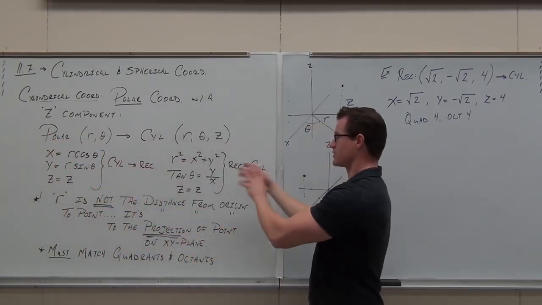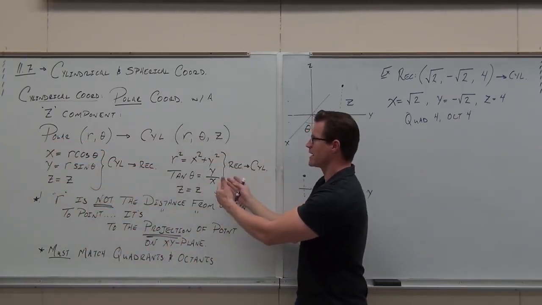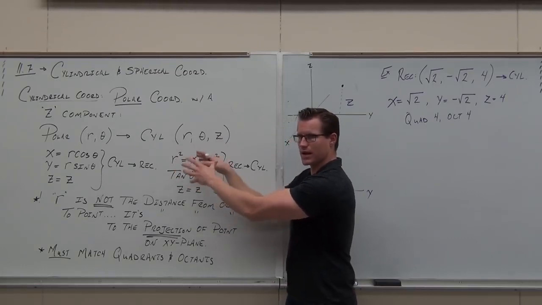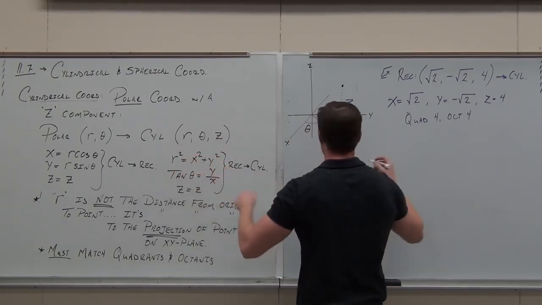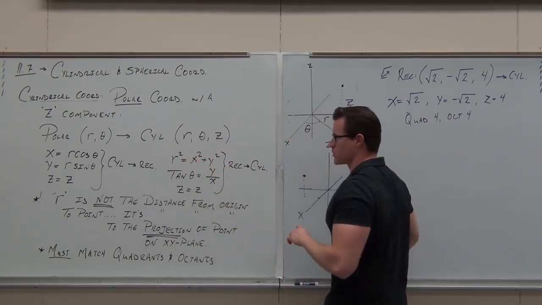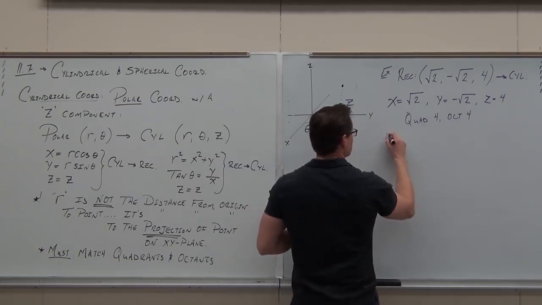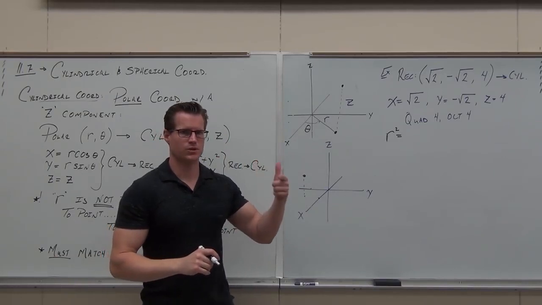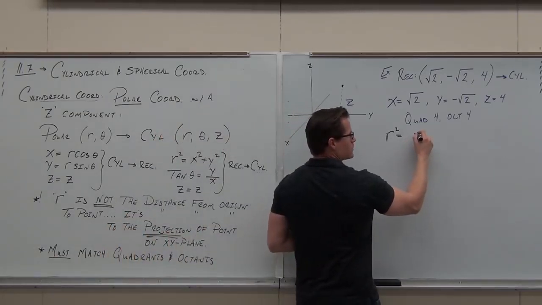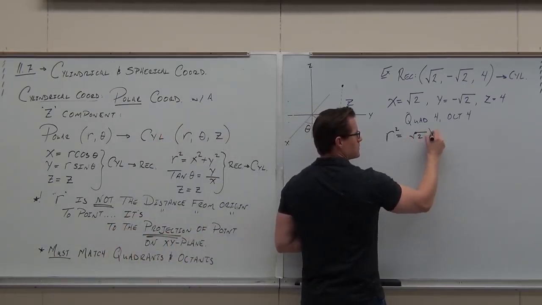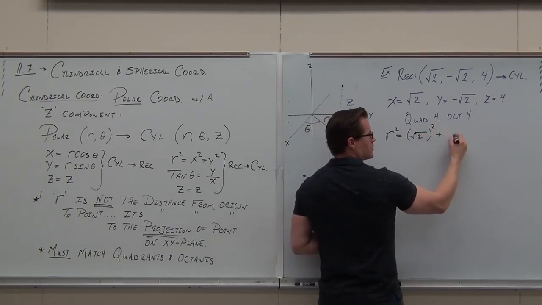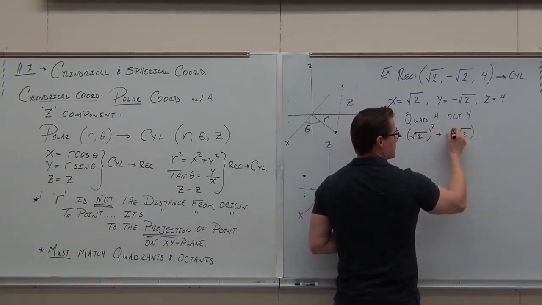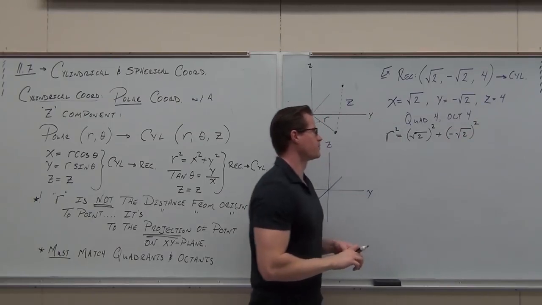If I want to go from rectangular to cylindrical, I'm going to have x, y, z's, and I want thetas and r's. So we're going to have to use this stuff. Let's plug it in. So the first thing I notice is that r squared equals x squared plus y squared. So r squared equals square root of 2 squared plus negative square root of 2 squared.